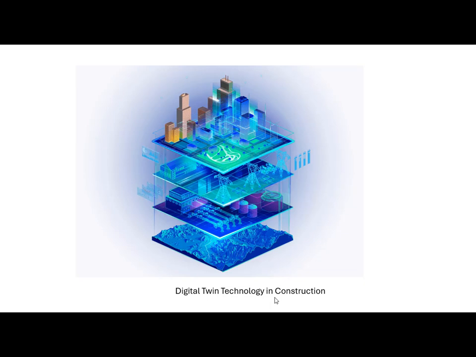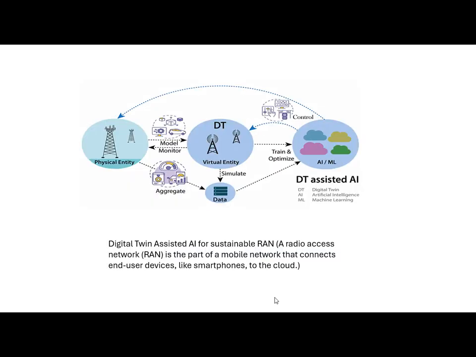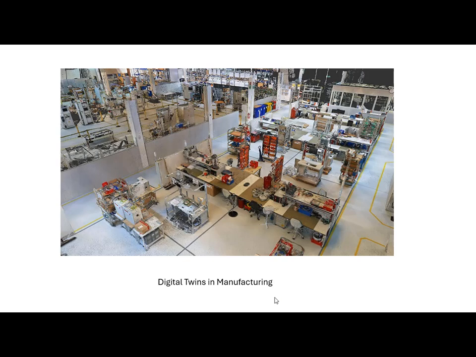This is digital twin technology in construction. This is infrastructure digital twin technology. We have the physical twin and the digital twin and information and decision. This is a digital twin assisted AI for sustainable RAN. RAN stands for Radio Access Network. It is a part of a mobile network that connects end user devices like smartphones to the cloud.